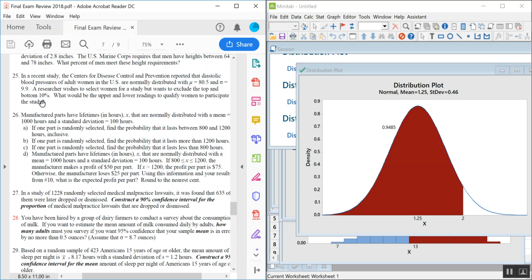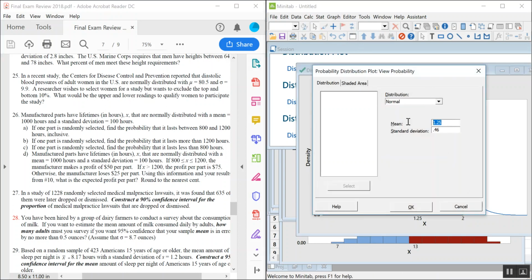Oh, top and bottom 10%. Okay. So if I want to exclude the top and bottom 10%, this is relatively normal. Yes, normally distributed. Okay, let's go to our graph. Normal. Mean of 80.5. Standard deviation of 9.9.